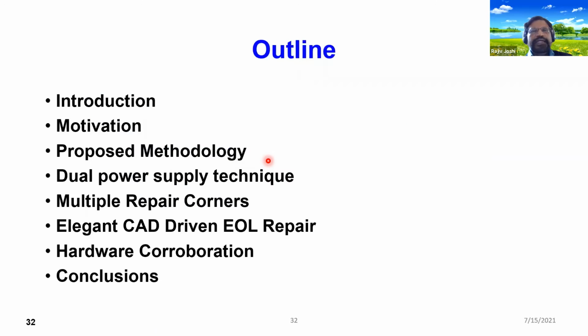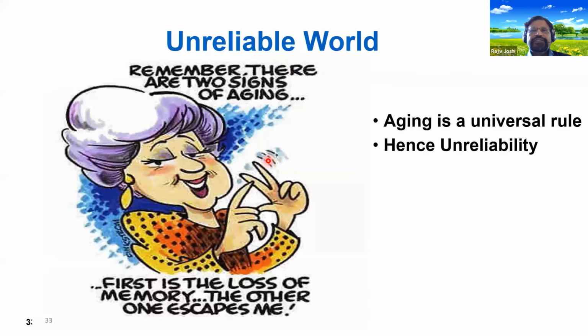Now, application to reliability. I'm going to go through this very fast because I do not have much time. The idea here is that when we talk about reliability, we talk about end of life and the beginning of life, and there are many factors which drive this analysis in that direction. Aging is a universal rule, we always know that, right? Everybody ages, including devices.